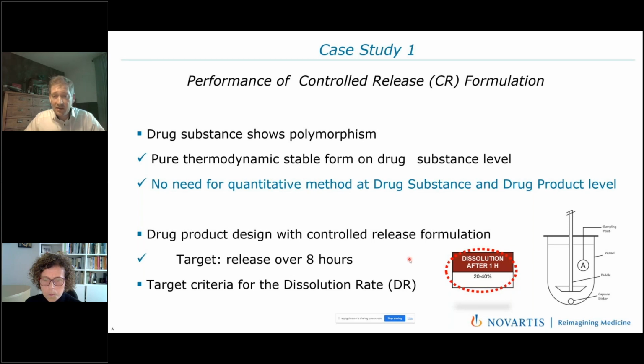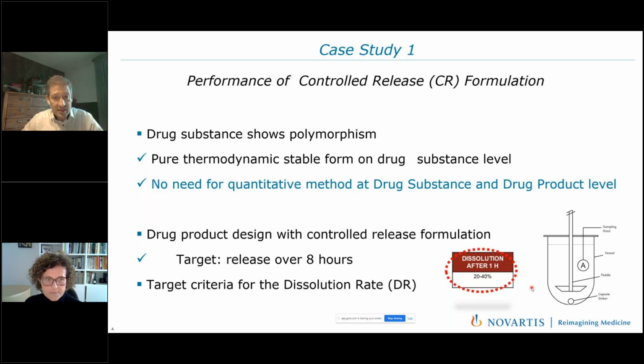And basically, it is a large vessel with a volume of about 900 milliliters, which is temperated at 37 degrees. It is equipped with a paddle. We are introducing the drug product in the sinker, and basically we are monitoring the increase of concentration over time during a period of 8 hours.